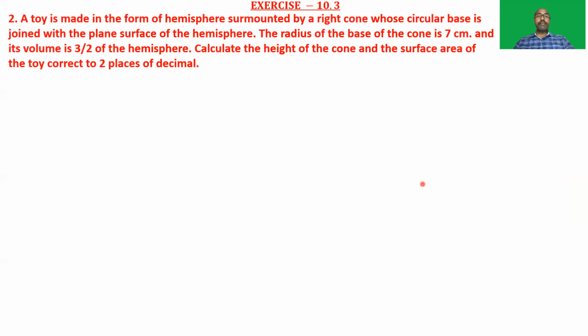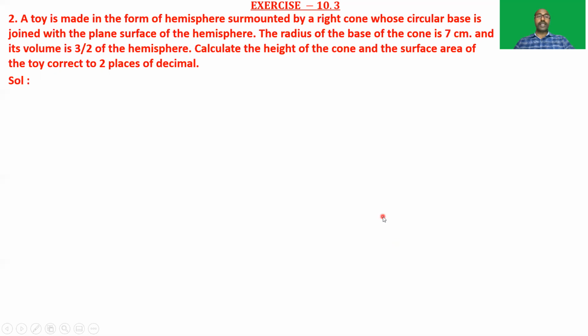A toy is made in the form of a hemisphere surmounted by a right cone whose circular base is joined with the plane surface of the hemisphere. The radius of the base of the cone is 7 centimeter and its volume is 3/2 of the hemisphere. Calculate the height of the cone and the surface area of the toy corrected to 2 places of decimal.